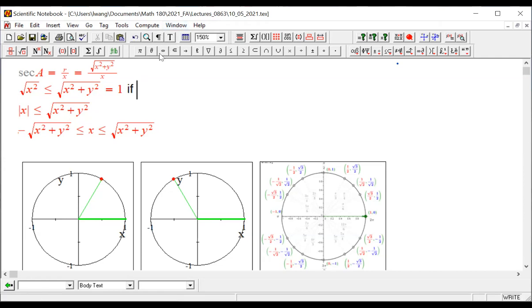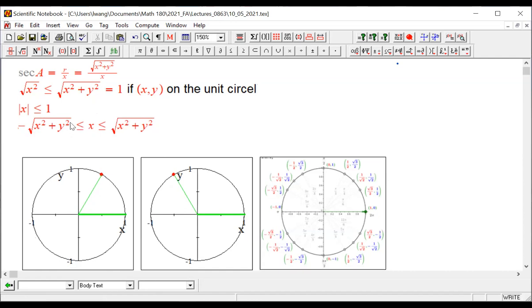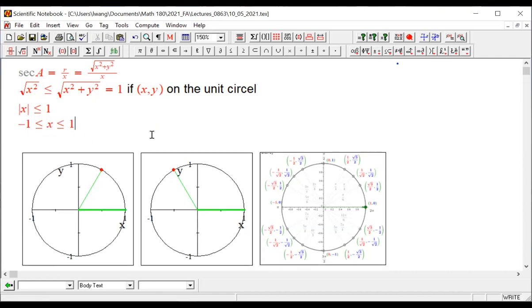If x, y is on the unit circle, so let's keep it simple. Let's do that. If this point is on the unit circle, then this equals 1. Now, what does that mean? x is between -1 and +1, which is shown on this picture. Do you see that?